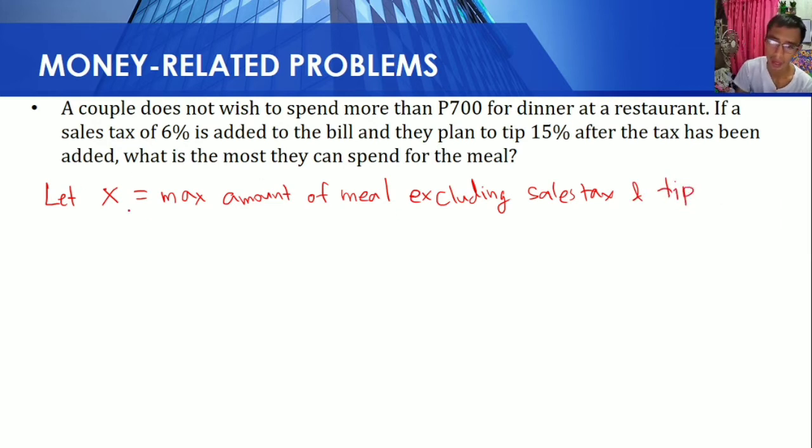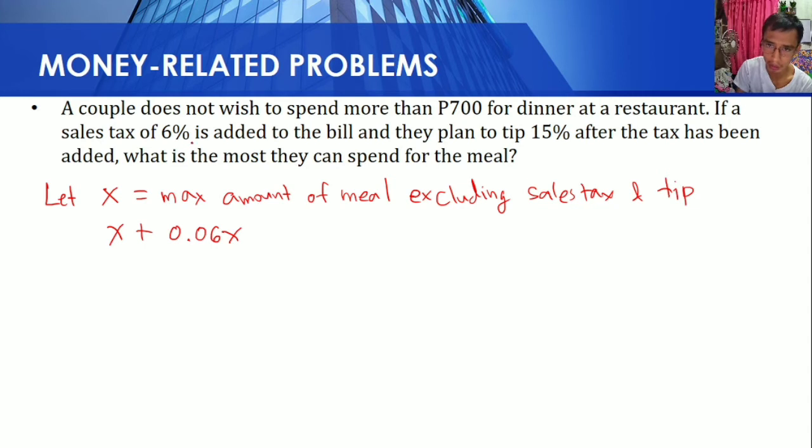So, yung x natin, yun yung hinahanap natin, yung maximum amount ng mabibili nilang meal excluding yung sales tax at saka yung tip. So, kapag na-i-add yung 6% na tax, yung magiging expression natin dyan is x plus 6%, naka-percentage siya. So, para i-convert natin yan, magiging divide natin ng 100. I-convert natin sa decimal. So, 6% over 100, that will be 0.06 times x.